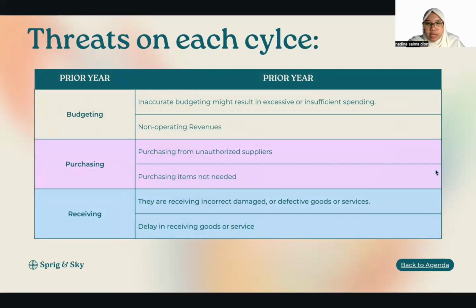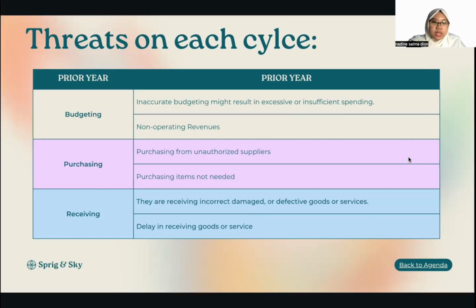Next is the purchasing activity, where there could be threats of purchasing from unauthorized suppliers and also purchasing items that are not needed. This includes suppliers who offer inferior products or service, inflate pricing, or submit a false invoice. Next, there are the receiving activities. The threats are receiving incorrect, damaged or defective goods or service, and also delays in receiving goods or service. Delays in patient care, increased expenditure, and possibly patient injury can all come from this.